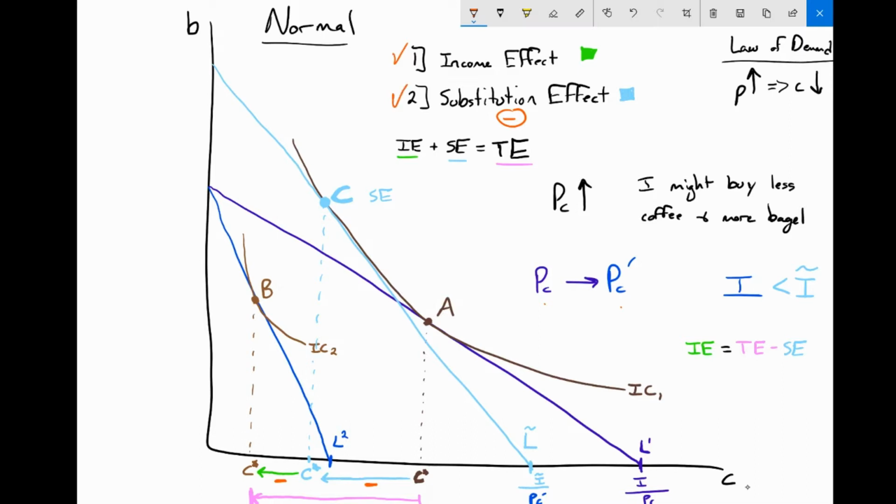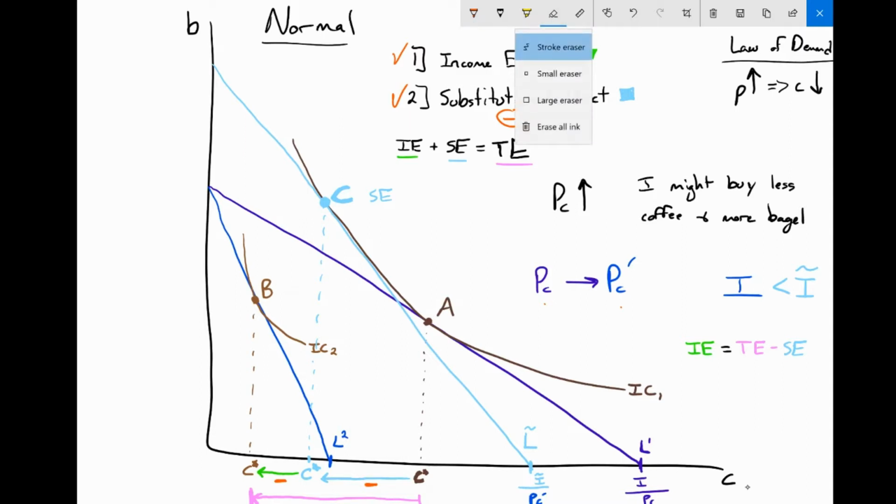On a normal good, the income effect is negative. The substitution effect is always negative, whether it's a normal good or not. If it's a normal good, then the income effect will be negative. If it's an inferior good, the income effect will be positive. So let me illustrate that. I'm going to draw the same graph, but now for an inferior good, and I will illustrate what that looks like.